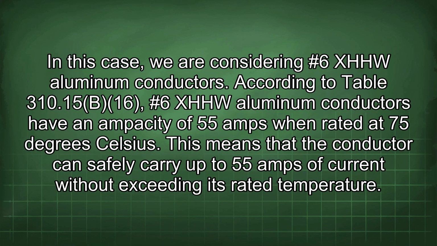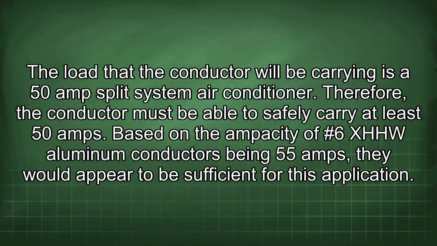In this case, we are considering #6 XHHW aluminum conductors. According to Table 310.15(B)(16), #6 XHHW aluminum conductors have an ampacity of 55 amps when rated at 75 degrees Celsius. This means that the conductor can safely carry up to 55 amps of current without exceeding its rated temperature. The load that the conductor will be carrying is a 50 amp split system air conditioner. Therefore, the conductor must be able to safely carry at least 50 amps.